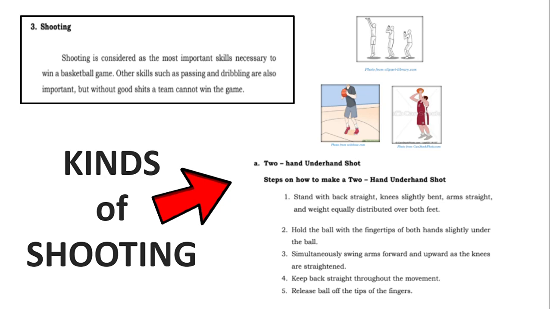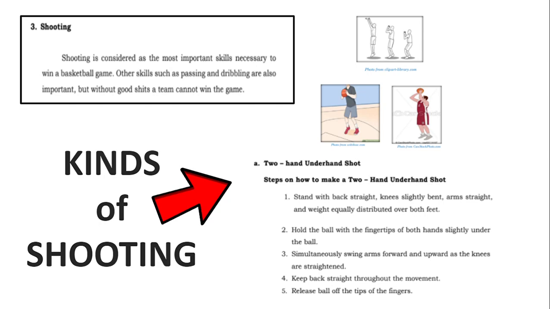Number two, you need to hold the ball with your fingertips of both hands slightly under the ball. Number three, you need to simultaneously swing arms forward and upward as the knees are straightened. Number four, you need to keep back straight throughout the movement. And number five, you need to release the ball off the tips of the fingers.